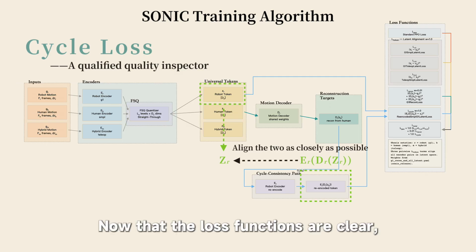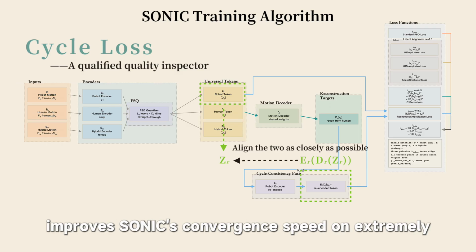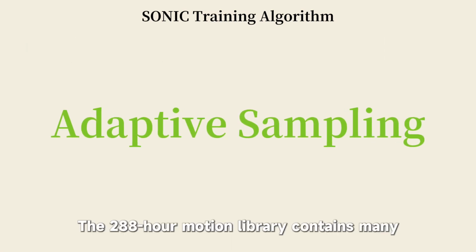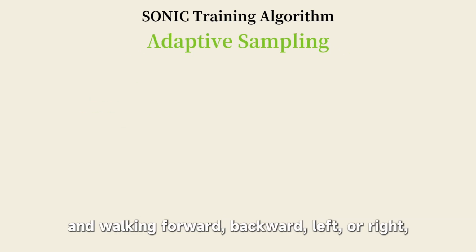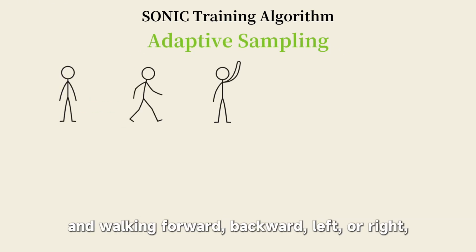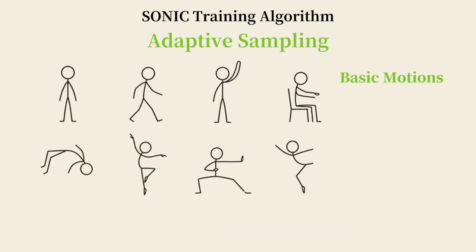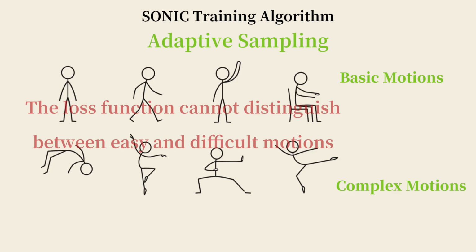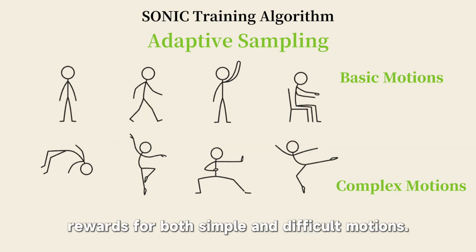Now that the loss functions are clear, let us discuss another mechanism that effectively improves SONIC's convergence speed on extremely large motion datasets: adaptive sampling. The 288-hour motion library contains many simple motions, such as standing still and walking forward, backward, left, or right, as well as many difficult motions, such as sprinting and making sharp turns. The loss function design cannot distinguish how difficult these motions are, so it uses the same standard to calculate rewards for both simple and difficult motions.